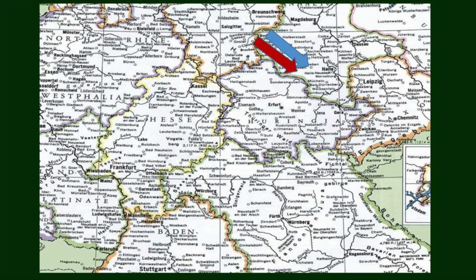Well, what does this have to do with the Reformation? Actually, quite a bit. If you look at the map there, the two arrows, one arrow shows Eisleben and the other arrow shows where my father's farm was. And so they're very close together.